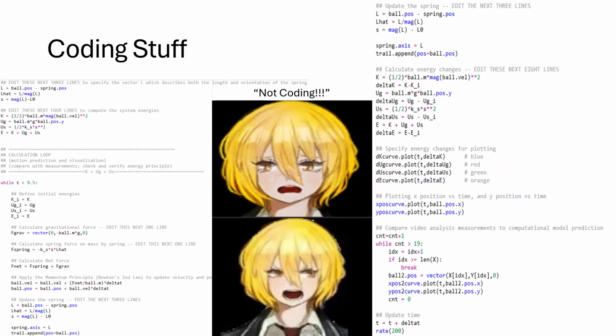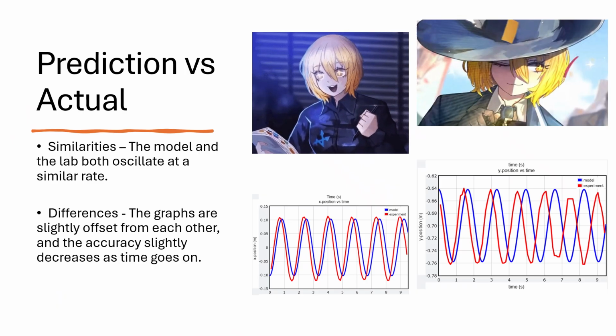This slide just shows some of our coding that we used for our prediction model. And here's our comparison. So for the similarities, the model and the lab both oscillate at a similar rate. As you can see, the graphs go up and down around the same points in the graph, especially towards the start. And for our differences, the graphs are slightly offset from each other, and the accuracy slightly decreases as time goes on. As you can see, the later ends start to deviate a lot more from where it was at the start, where they're pretty similar.